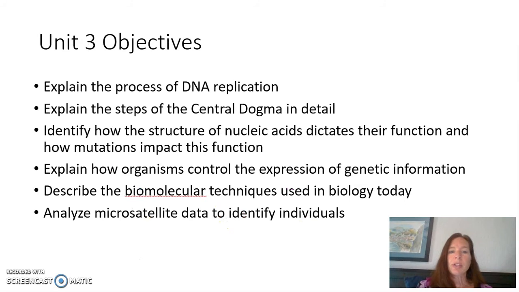The objectives for this unit: the first one is to understand how DNA copies itself. We're going to talk about the central dogma, which will make more sense as you go along, how the structure of nucleic acids dictates their function and how mutations impact that, and how organisms control the expression of genetic information, which is basically, again, how we know when to turn genes on or off. We'll also describe the biomolecular techniques used in biology today, again trying to get you a little more up to date on what's going on.